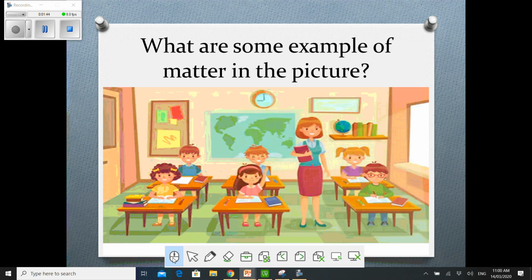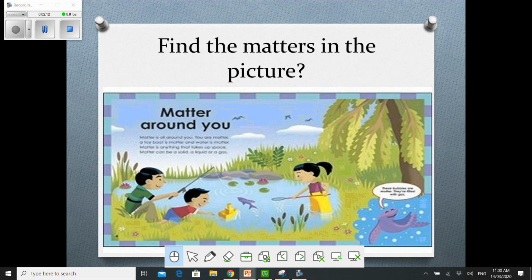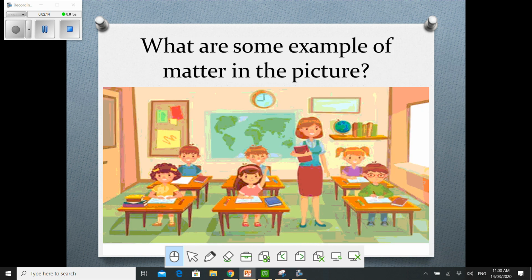Here, look at this picture. We have the students, the teacher, the board, the clock, shelf, pencils, box, papers, and the door. We have unseen matter here and here. We called it the air.